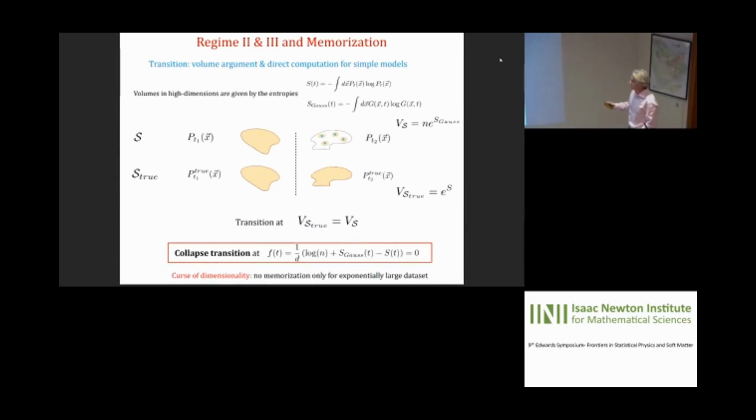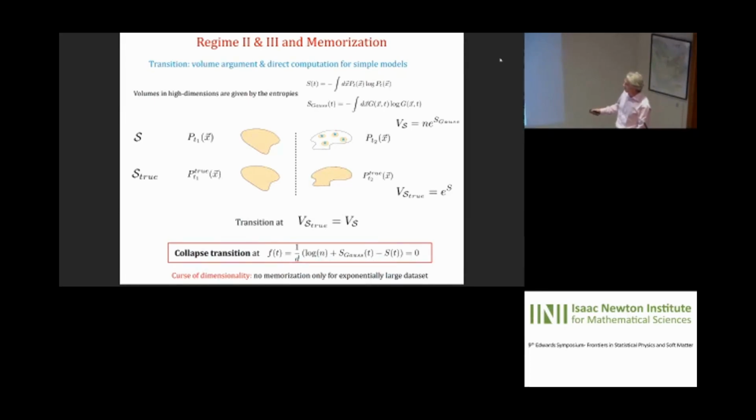All right, so if you follow this simple idea, you can find a criterion to understand when this transition takes place. The transition takes place when these balls, which are the space covered by the Gaussian around each point, fill the whole manifold. So it's just a volume counting problem. What is the volume filled by this P_t(x)? It's the number of data times the volume filled by a Gaussian. In high dimension, this is just the exponential of the entropy of a single Gaussian. And what's the volume filled by the true probability distribution? It's the exponential of the Shannon entropy of this distribution.